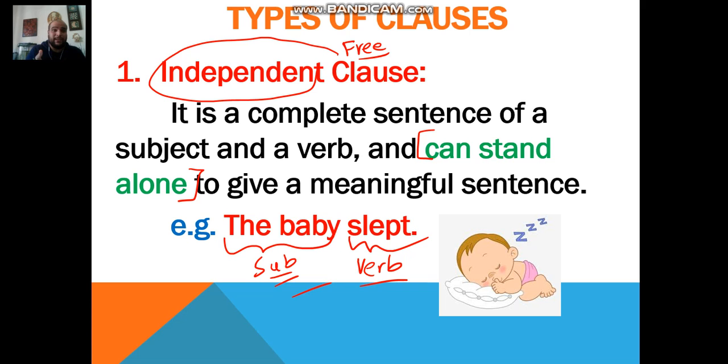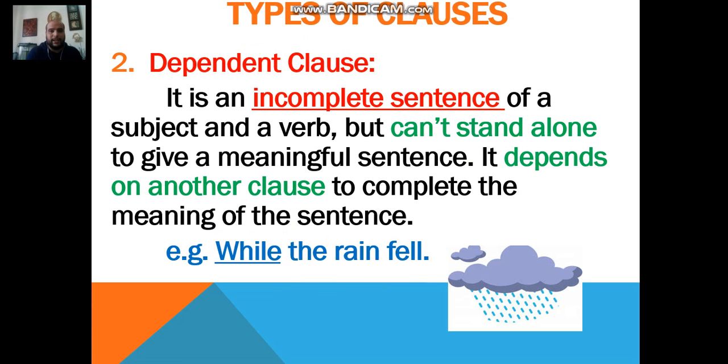Can I understand this sentence? Is it meaningful? The baby slept. Yes, I understand that we have a baby, and I understand that that baby slept in the past, because slept is the irregular simple past of to sleep. So the baby slept. Yeah, meaningful. With a subject and a verb. Independent clause. It's a free clause that can stand by itself and gives a meaning. It's meaningful. Let's move on to the second one, which is the dependent clause.